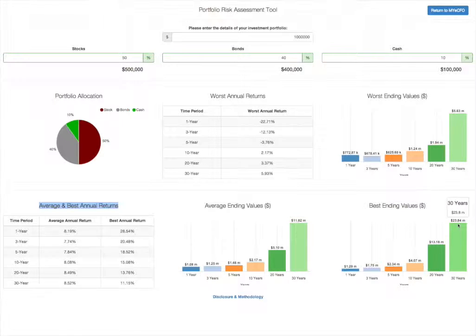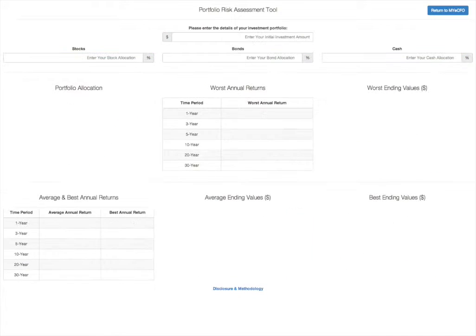So this has been a tutorial on portfolio risk assessment tool. Again, you can access that tool by allocation.myecfo.com. You can reset the parameters by doing this, and I hope you enjoy it.